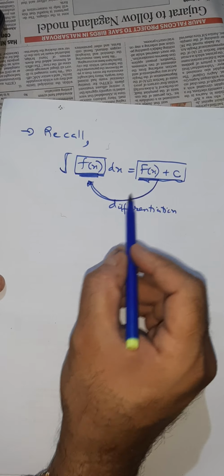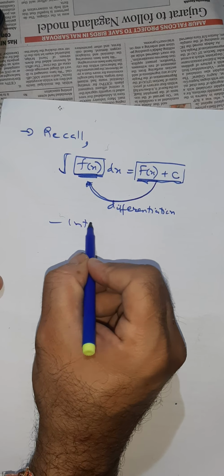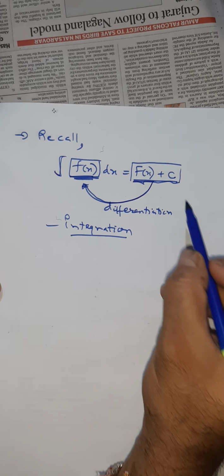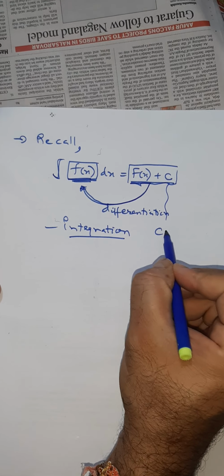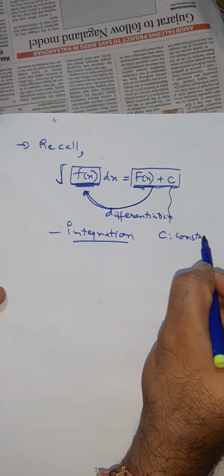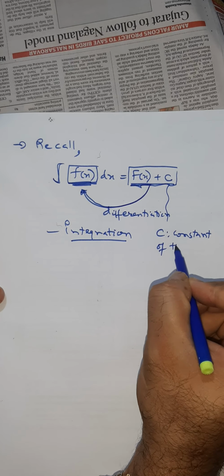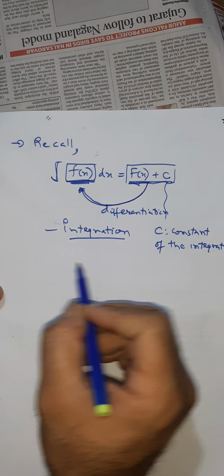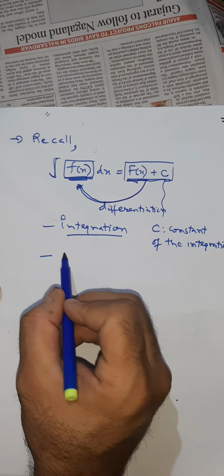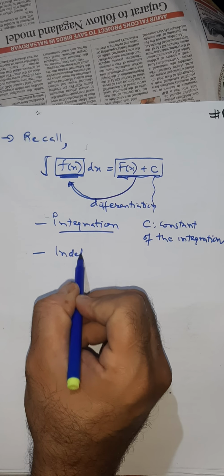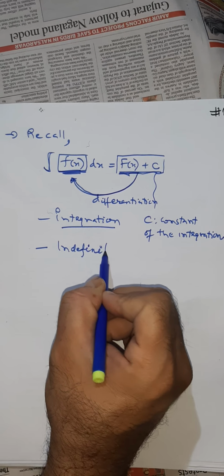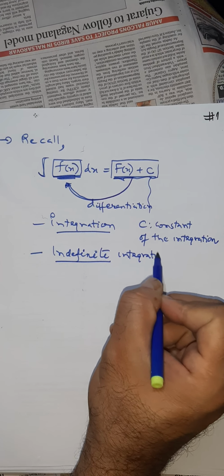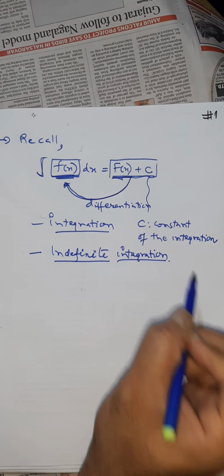And the method of finding is called integration. So integration is a procedure of getting integral, where c is called the constant of the integration. And we'll see later on there are two types of the integral. Here it is called indefinite integral. Indefinite integral or integration. This is the indefinite integration procedure.